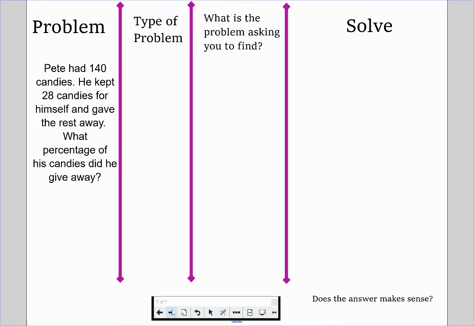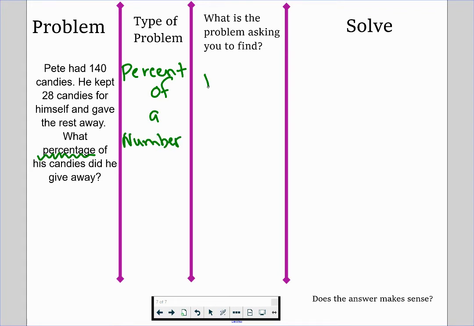Final one. Pete had 140 candies. He kept 28 candies for himself and gave the rest away. What percentage of his candies did he give away? So this one, I'm looking for a percentage that's missing, and I have two numbers that are going to be part of it. So really what I'm trying to figure out here is the percent of a number. That's the kind of problem that I'm dealing with.